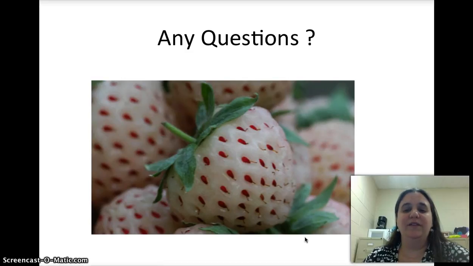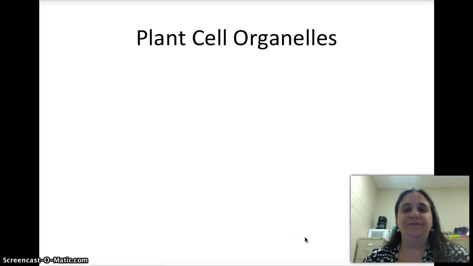This particular little organism here is called a pineberry. It is a relative of the strawberry.